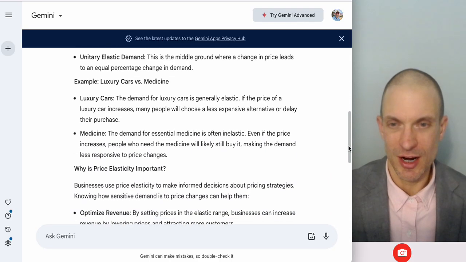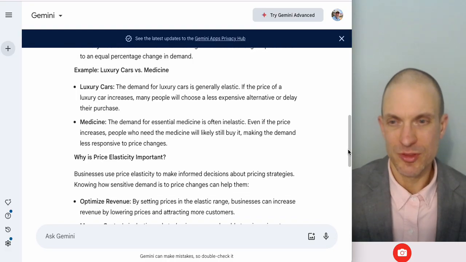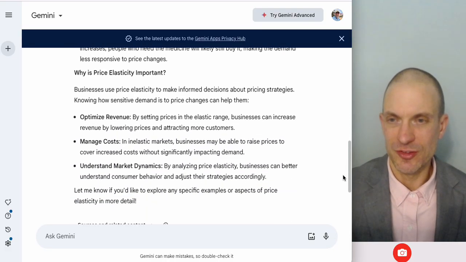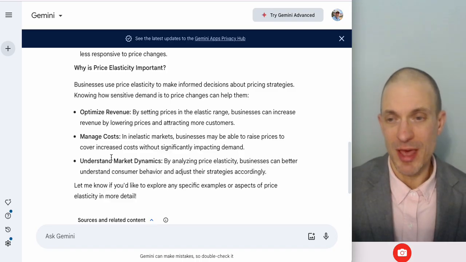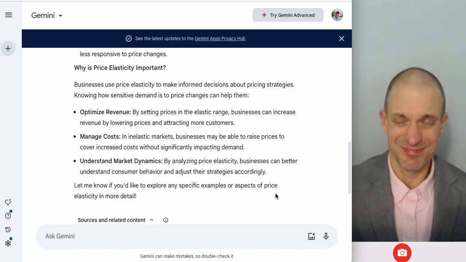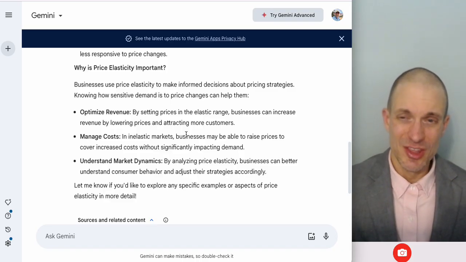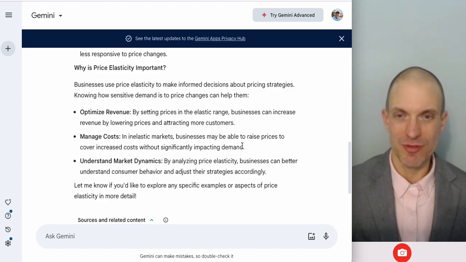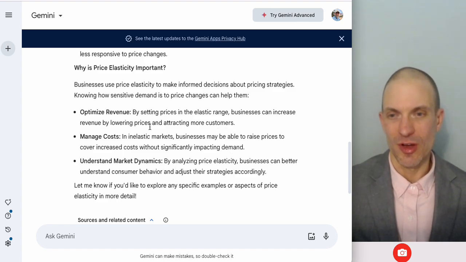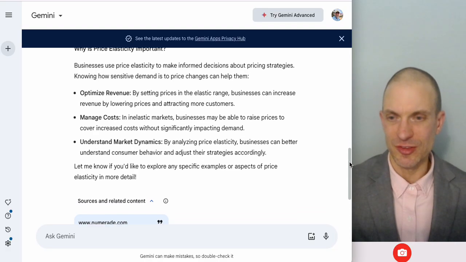Demand for luxury cars is generally elastic. Okay. Demand for medicine is generally inelastic. Okay. Why is price elasticity important? To optimize revenue, manage costs, understand market dynamics. Yeah, I mean, you want to know something about the responsiveness of price changes, and so you want to be able to predict what's going to happen for a given price change to demand for your product. And so this is all right. This, I mean, at least this isn't incorrect.